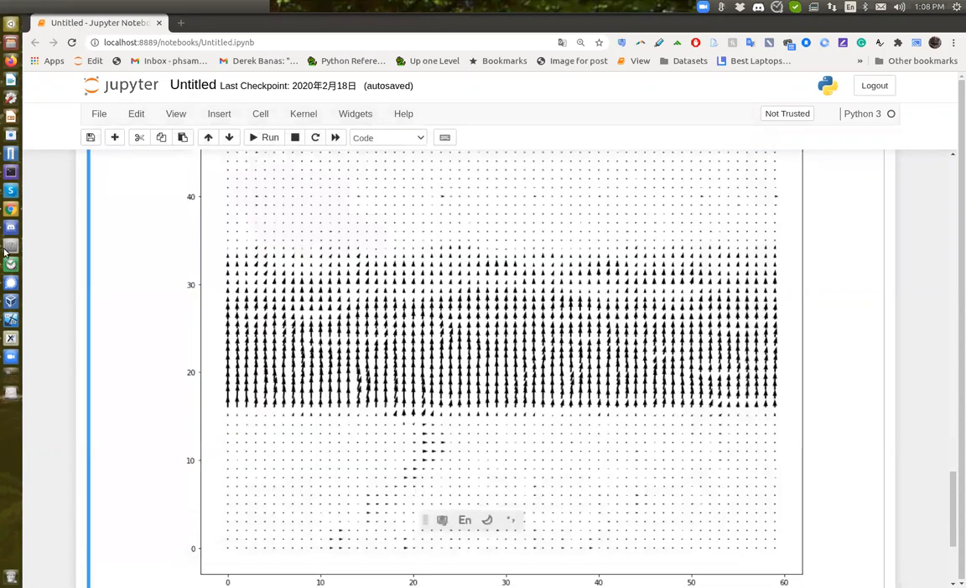Okay. As I said, we were talking about warping last time, right? Maybe I show some demo for warping. Let's see.